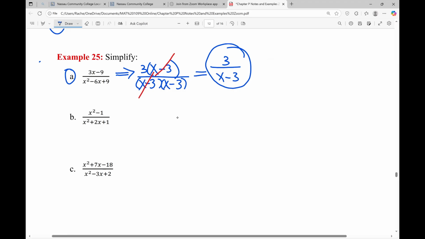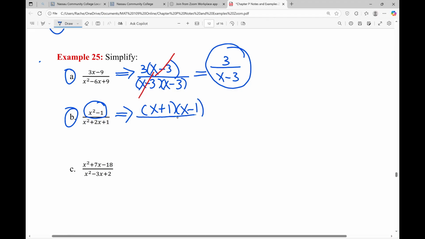So let's look at B. We want to do the same thing. We want to simplify the rational expression, but let's factor the numerator and the denominator if possible. So my numerator is x squared minus 1. And that's a difference of two squares, right? X squared minus 1 squared. So this is going to be x plus 1 times x minus 1.